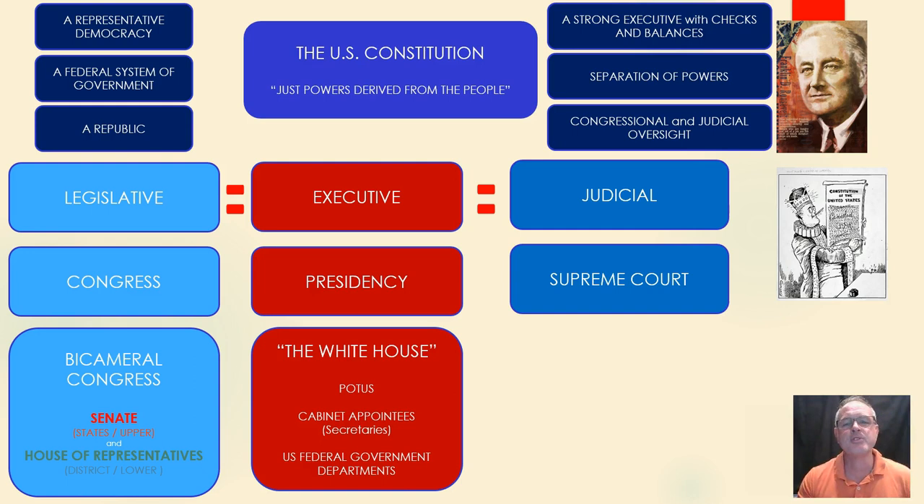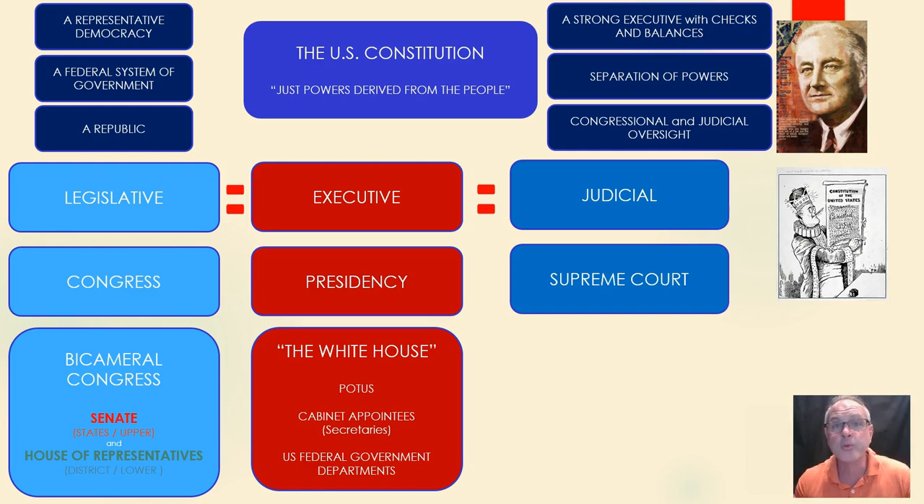When we think of the presidency, we think of the White House, POTUS, President of the United States. But the presidency, the executive function of the United States, the executive branch of the United States, is more than that. The president appoints cabinet secretaries.